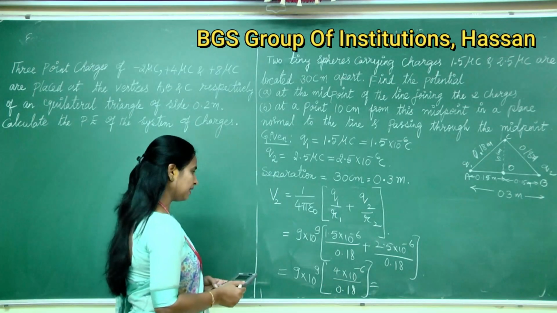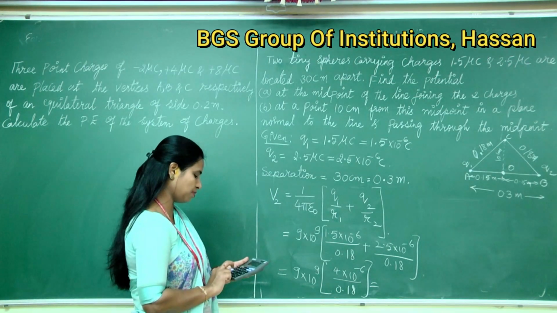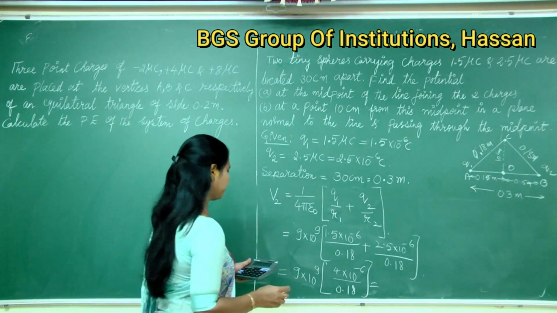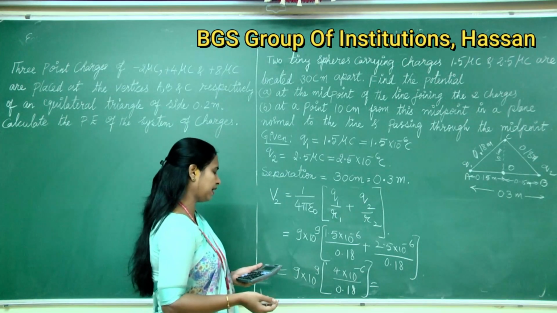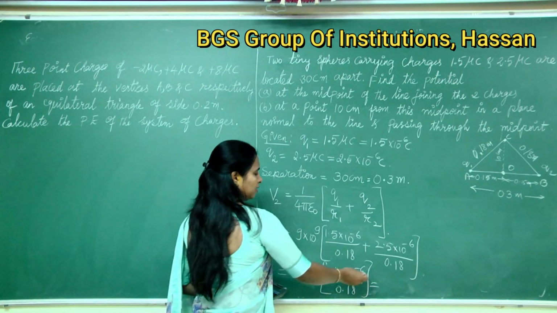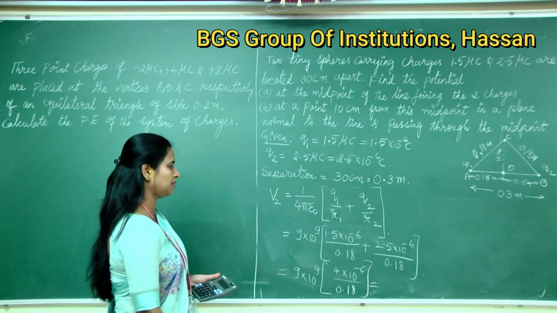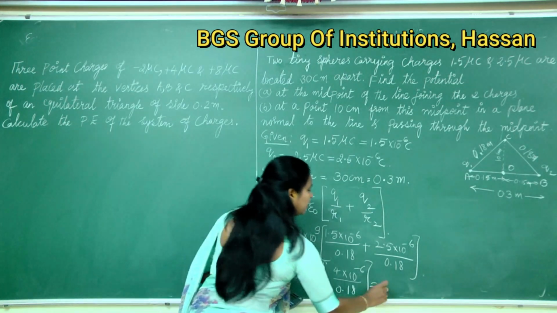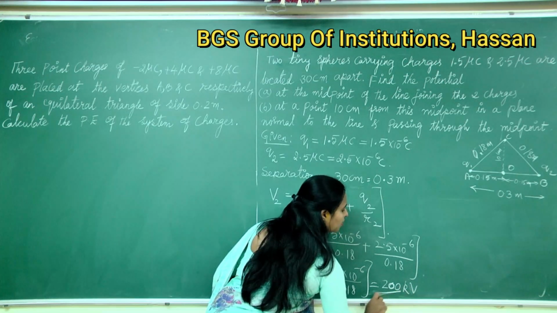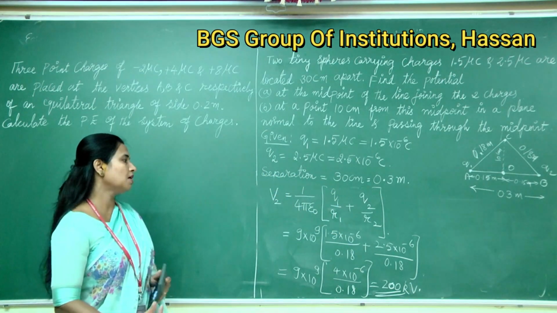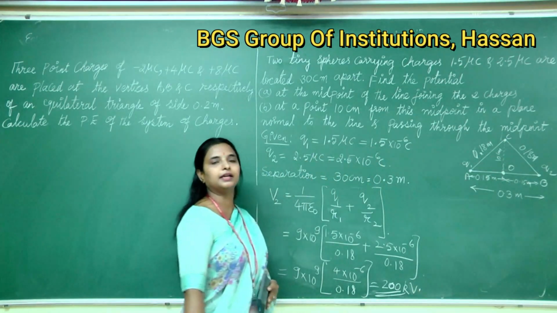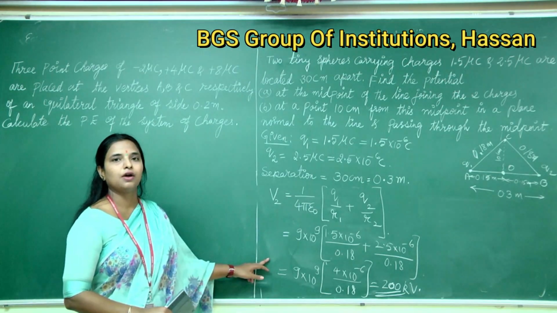0.18. Calculate the value. 4 divided by 0.18 into 9, we have 199.99. I can round it off to 200, and again we have 10 power 9 to 10 power minus 6, then it becomes plus 9 minus 6 is 10 power 3. I can write it as 200 kilo volt is the answer for the potential at a distance 10 centimeter. I hope you understood this problem.